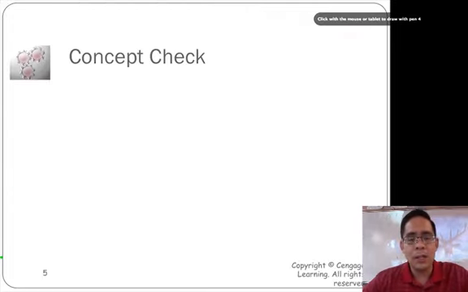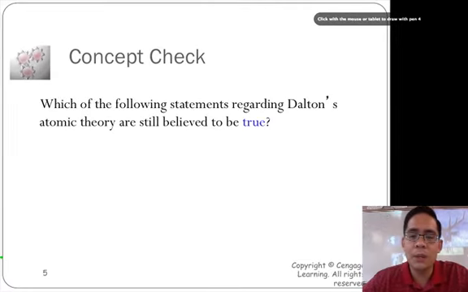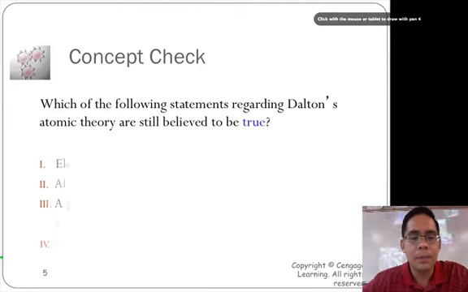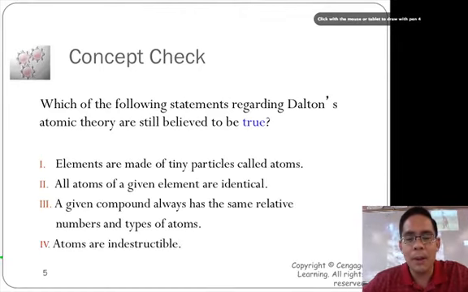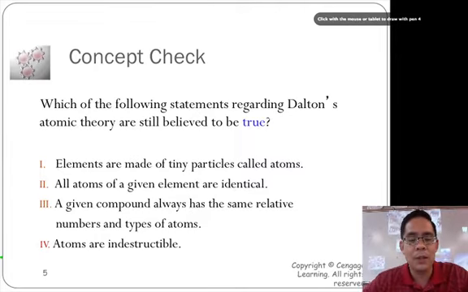Alright, so concept check. Here's a question. Which of the following statements regarding Dalton's atomic theory are still believed to be true? Elements are made of tiny particles called atoms. All atoms of a given element are identical. A given compound always has the same relative number and types of atoms. Or atoms are indestructible.